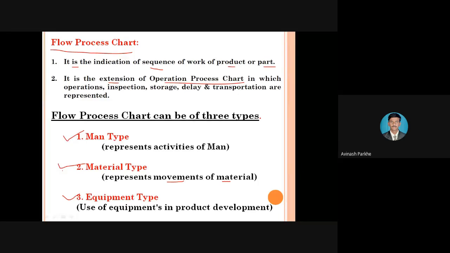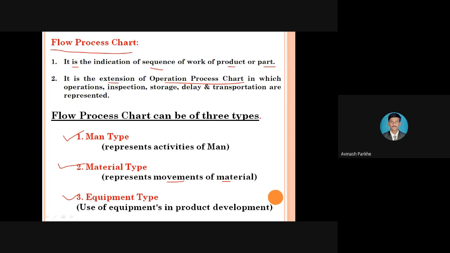Man type, as the name itself suggests, means whatever activities are performed by the man will be represented by the man type of flow process chart. Second, material. Material means your product. Whatever activities are performed by the product while converting it from raw material to finished goods, all the activities of that material are represented by the second type, that is the material type of flow process chart.